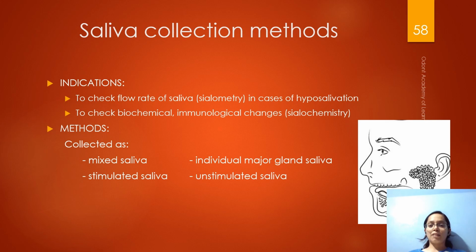Then we come to saliva collection methods. Saliva collection methods is for the flow of the saliva. Where the salivation has been reduced, we'll check for biochemical and immunological changes, and we can collect mixed saliva, stimulated saliva, unstimulated saliva, or from the individual major glands that are there.